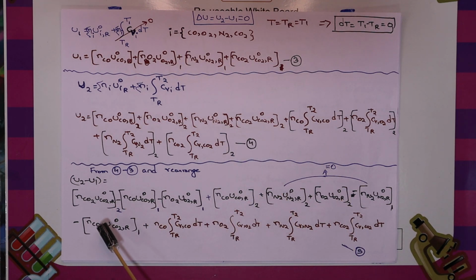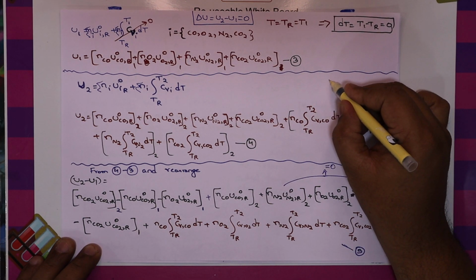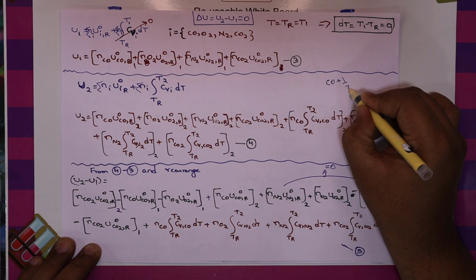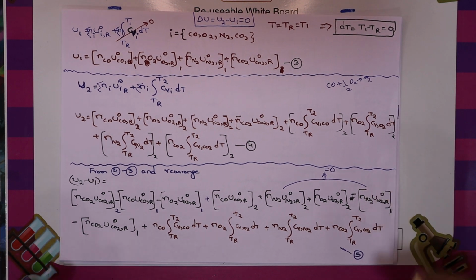If you rearrange the things, N of CO2 U of CO2 minus N of CO U of CO minus N of O2 U of O2 for state 1, because I have arranged in a particular way so that I am able to get the expression that is required. I have kept state 2 minus state 1 because the things which got reacted, that means CO plus half O2 gives rise to CO2. This is the particular equation.